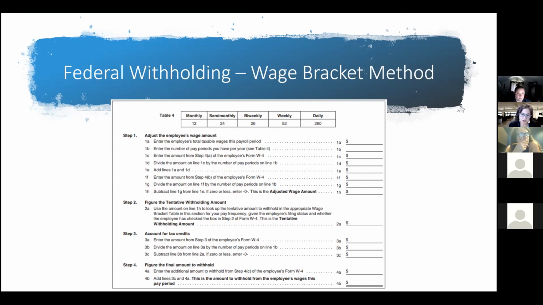And do you annualize it whenever they say wage bracket method, or do you annualize it for the percentage method and all of the different methods? You will annualize it for both. Good question. And we'll look at examples of those.